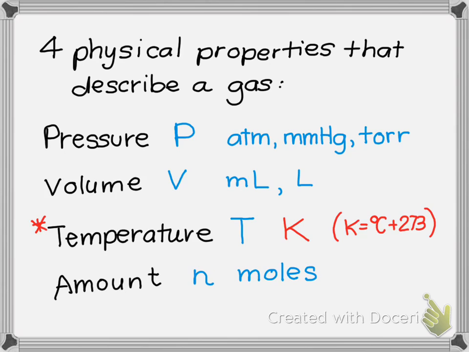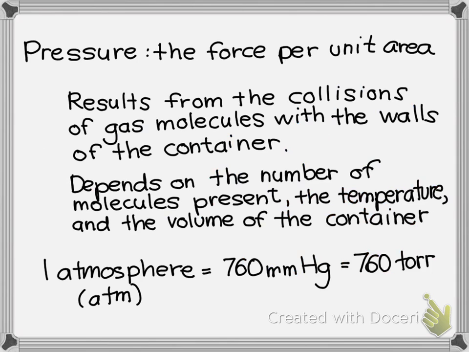All right, so one of the things that you can do as you begin this chapter is to recognize the four physical properties that describe a gas, along with the units that we associate with them. Now, before we move on to some of the theory behind gases, let's first talk about pressure. This is a property that we haven't really dealt with up until this point so much. Pressure is defined as the force per unit area. And where pressure comes from is from the gas molecules colliding with the walls of the container.